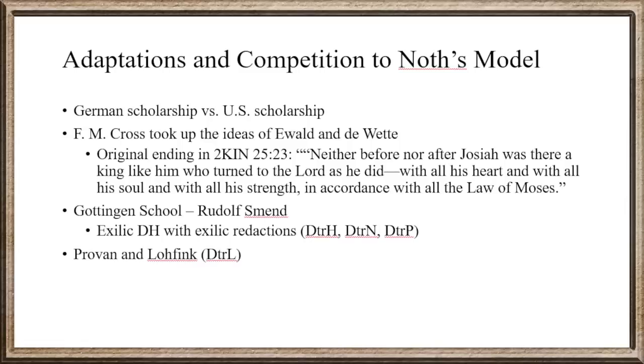Provan believed that the initial composition of the Deuteronomistic history consisted of just Samuel and Kings, or at least the bulk of them, and was written during Josiah's time. Lufnik came to a conclusion about the compilation of Deuteronomy through Joshua, saying that they form a conquest narrative, and he called this layer DTRL, coming from the German word for land conquest.